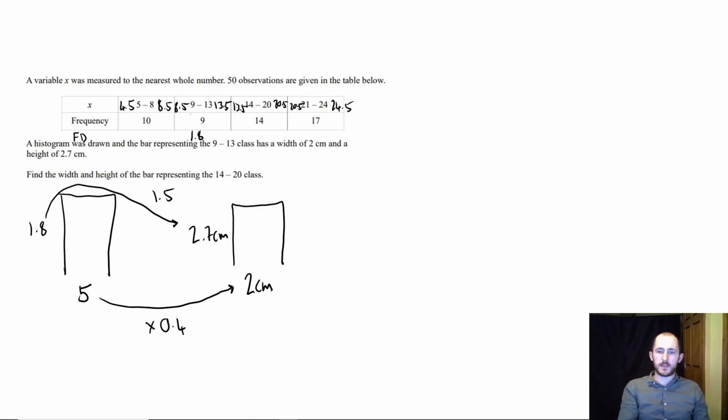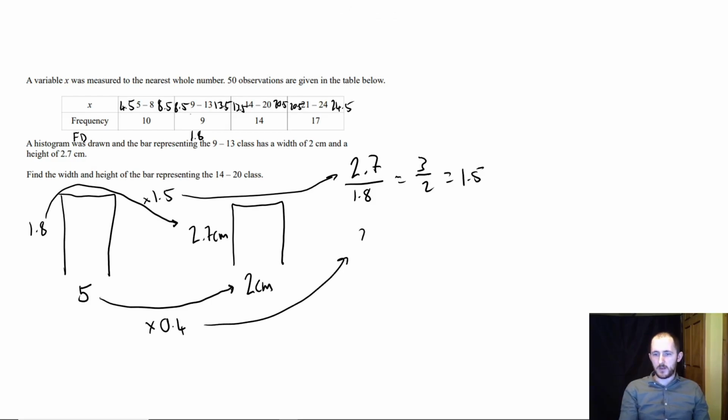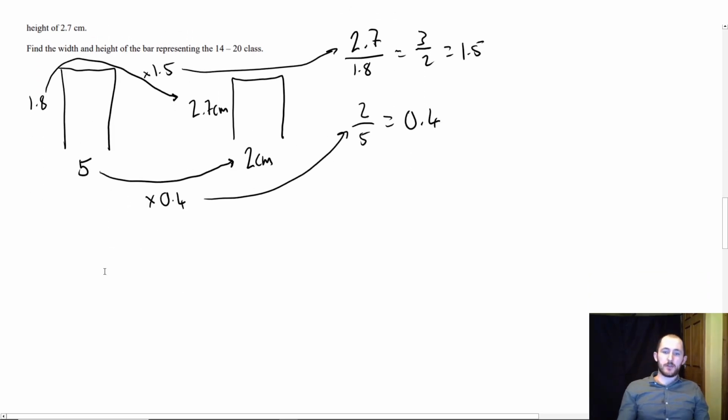And again, the best way to work this out, just in case you're wondering, is this 1.5 comes from taking the value on the right and dividing it by the value on the left. They're common by 0.9. If I divide both by 0.9, I get 3 over 2, which is indeed 1.5. Same thing here: I take 2 divided by 5. 1/5 is 0.2, so 2/5 must be 0.4. Okay? So now I know this, I can do the exact same thing for the 14 to 20 class.